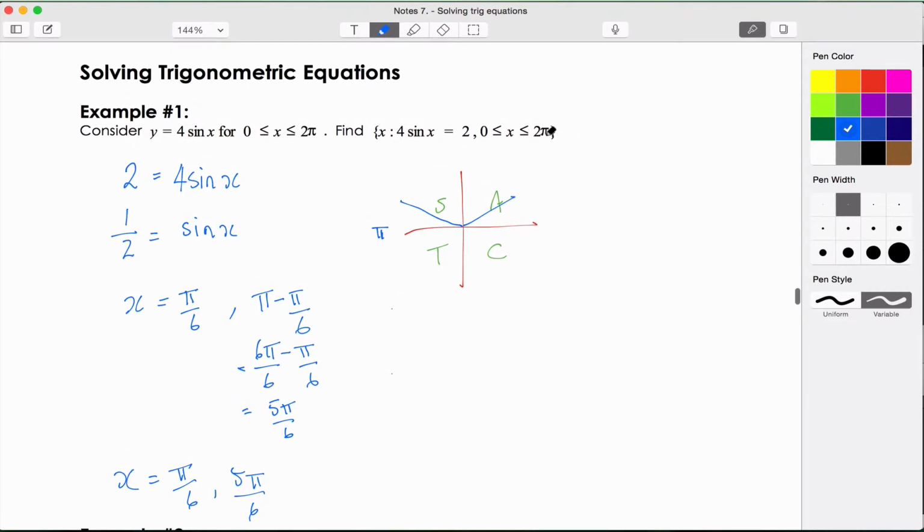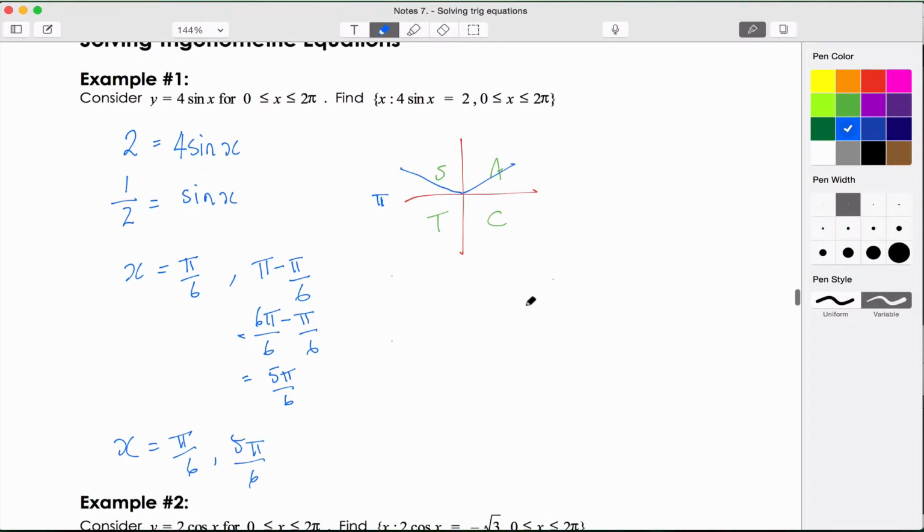If this 2 pi was 4 pi, we would keep going around past 2 pi and find the next two angles going around. So you need to keep going around as many times as it takes to satisfy the full domain that is in the question.